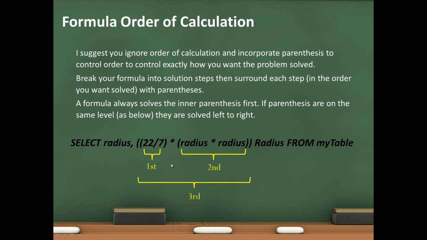But nonetheless, the first thing it's going to do is this set of parentheses. Why? Well, because there's two inside parentheses, and it's going to do the left one first, but it doesn't matter, because it's going to do 22 divided by 7, come up with 3.14, and set it aside. Then it's going to do the radius times the radius, come up with an answer, and set it aside. Then, because it's got another set of parentheses, it's going to do that answer times that answer, because they're in parentheses, as the third one. So the order of calculation is very important as well.